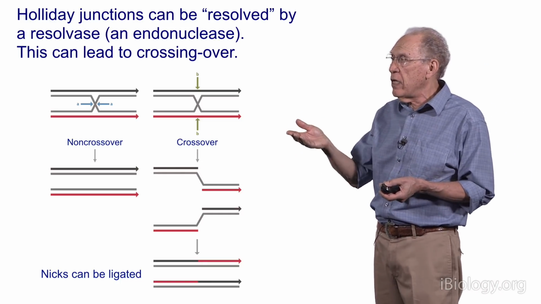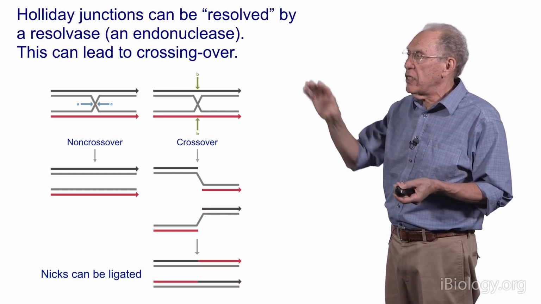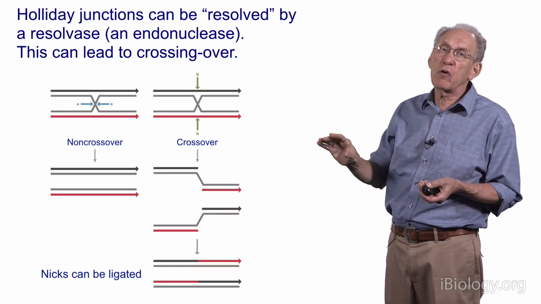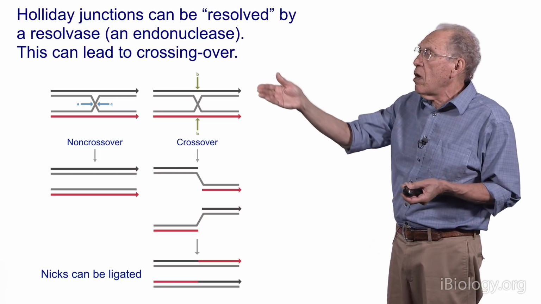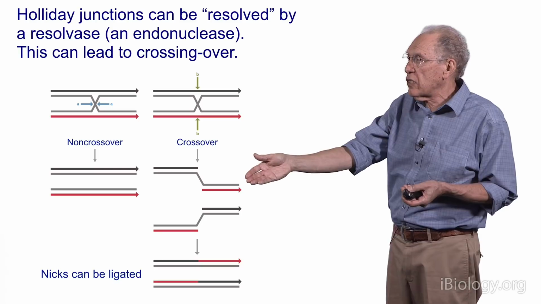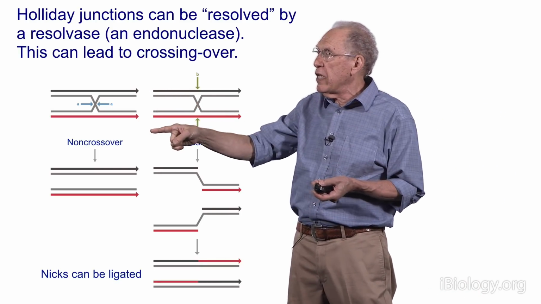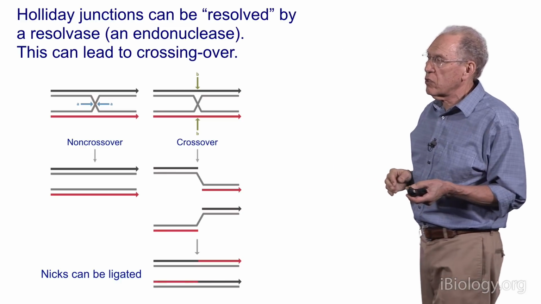And the other way, which looks different, but remember that in 3 dimensions, these two alternative structures are in fact very similar. But if it cleaves the other strands, then you end up with essentially a crossover, which is to say that part of one parental strand is linked to part of the other parental strand.